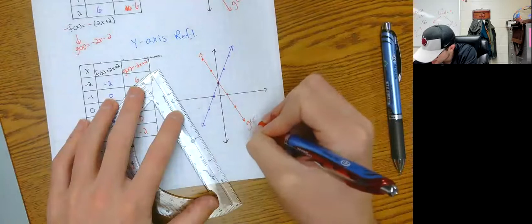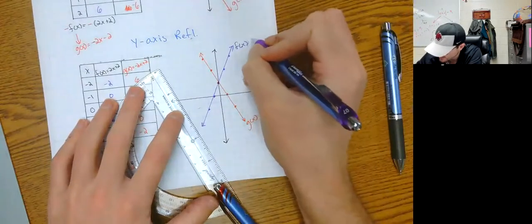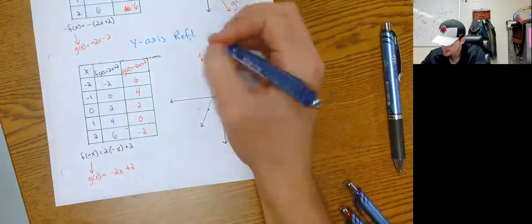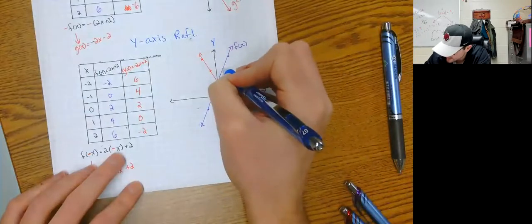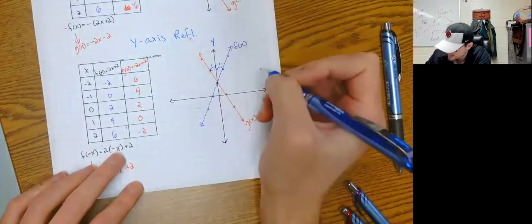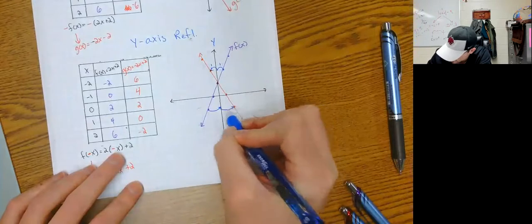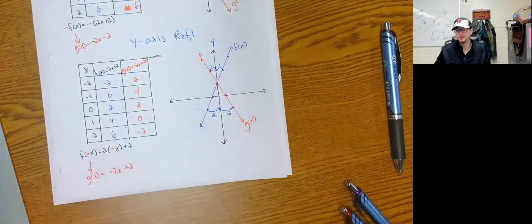So we got g of x, we got f of x. Perfect, and this is a y-axis. So as you can see, reflected over the y-axis. Reflected over the y-axis. Perfect. Love it.